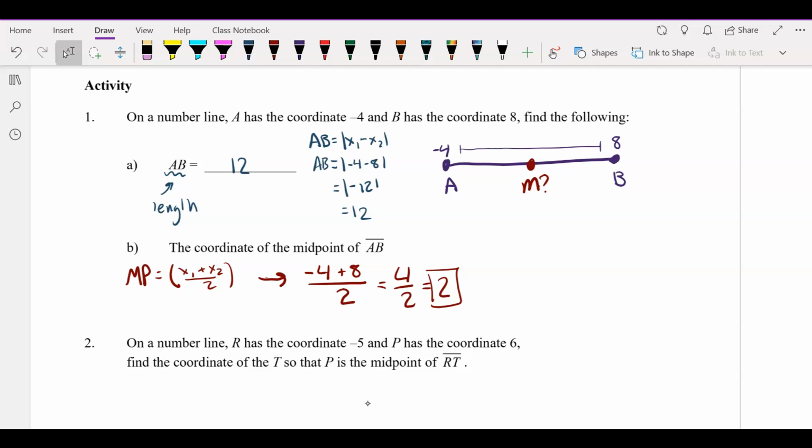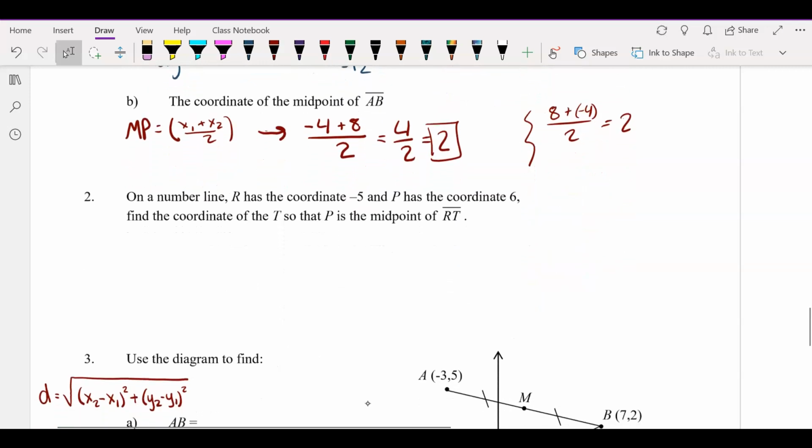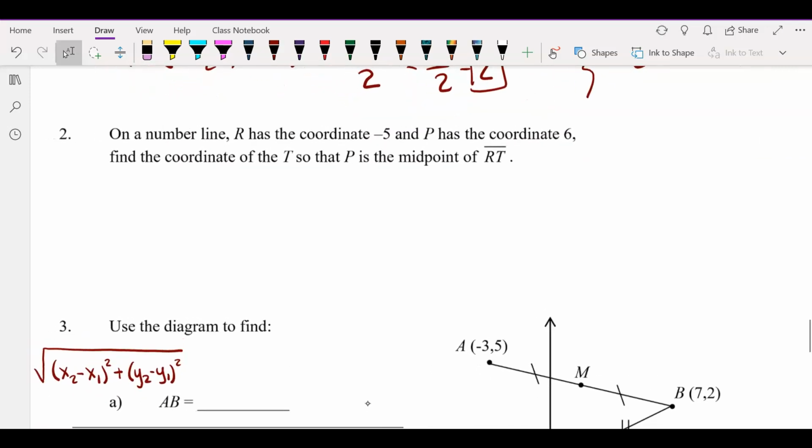Alrighty, you can also go in the other direction. So let's say you went here of 8 plus negative 4 divided by 2 instead. That's totally fine. You're still going to get the same answer of 2. Alrighty, the next example, and reminder as I'm going through, if you need to pause me or go back, go ahead. You can pause and rewind, whatever you need to do.